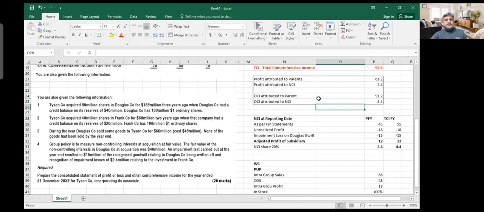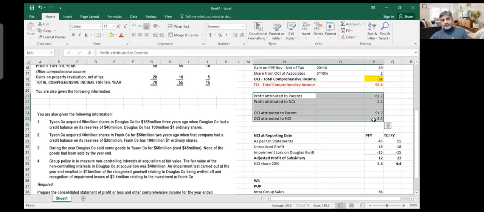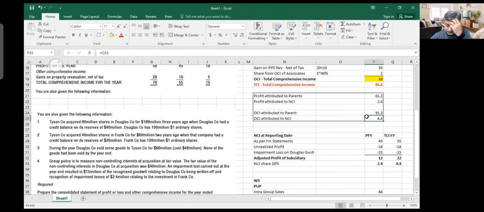Any question until here? This is done. This is the final presentation. You need to put this number as it is like this, and you have to show how much of the profit goes to parent and NCI, how much of TCI goes to parent and NCI. Any question until here?